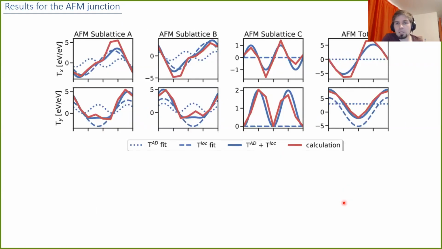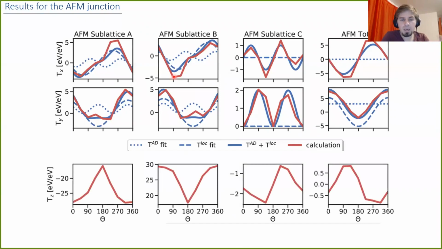When we look at the calculations on each sublattice, you really see that we can fit this reasonably well. Here, the dotted line is the anti-damping torque, the dashed line is the self-induced local torque, and the solid blue line is the total. It's not a perfect fit, but it reasonably explains the calculations. And we again see a Z component as well.